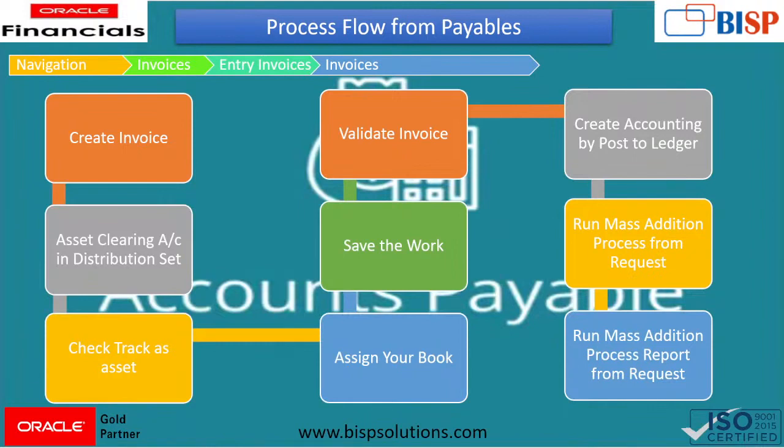After you approve and post the invoice in the payables, you can run the create mass addition for Oracle asset process to send the valid invoice line distribution to Oracle asset.